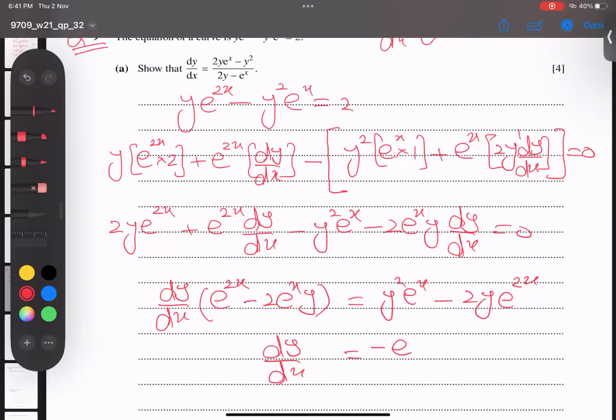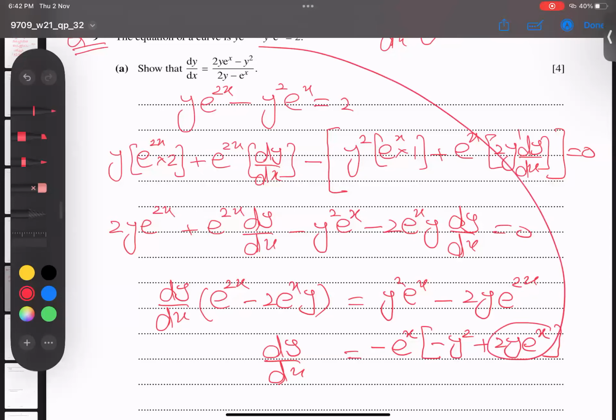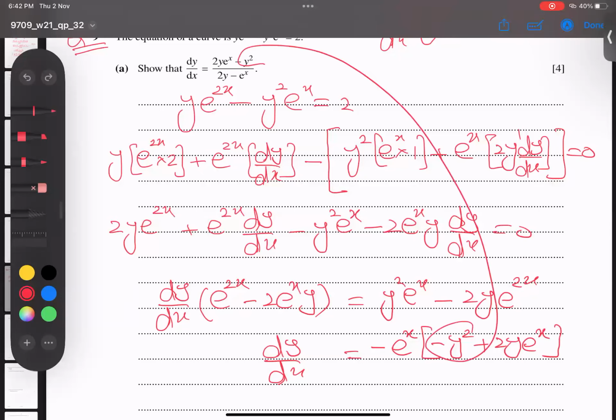I take a negative e to power x common from here. When I take common, students, this goes out, and here minus y square is left. Logic: when I take a negative common, this plus value becomes a negative sign, and this negative sign becomes a positive sign. And this 2y is left, and out of e to power 2x, if 1x is gone, a single e to power x is left behind. To check, is this matching? Yes, matching. Is this matching? Perfectly matching. So I believe you all will understand.